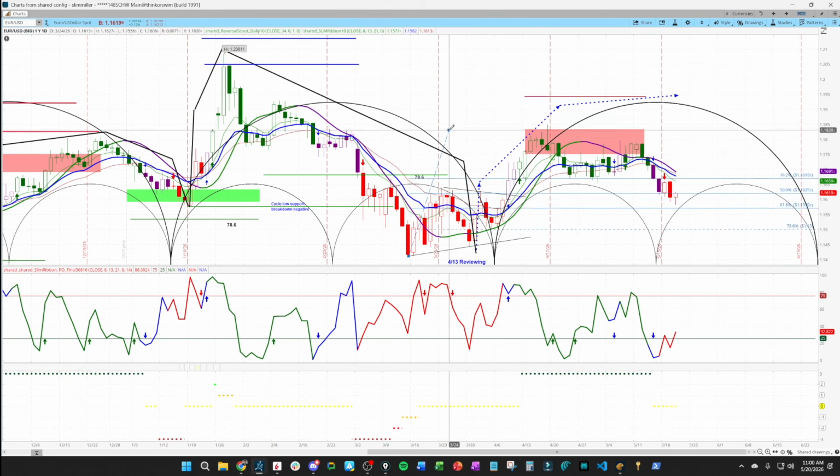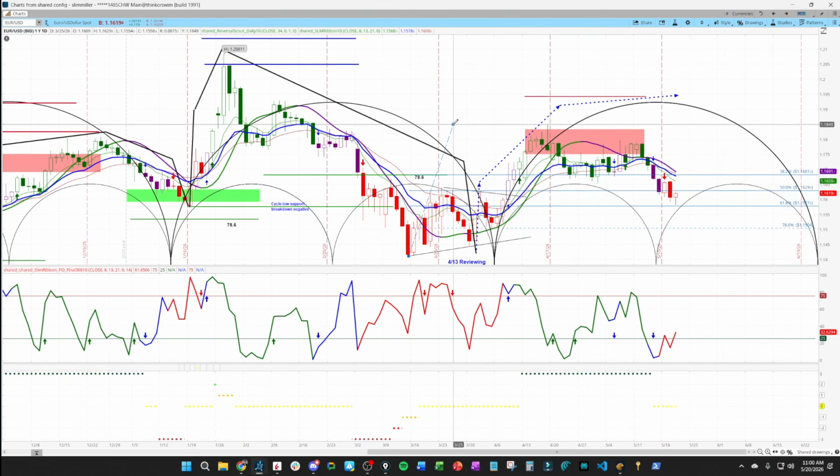Okay. So in terms of the areas, you have a zone here, 116.29 to 115.77, a 78.6 about 115.